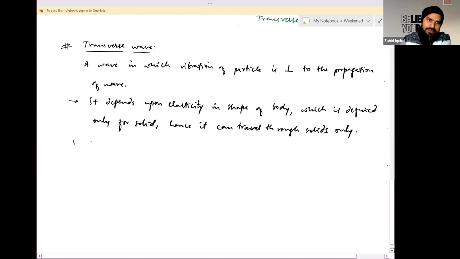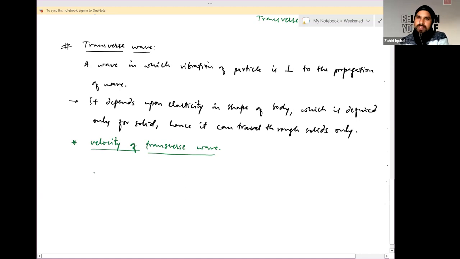So next is velocity of transverse wave. Suppose this particular velocity defined for transverse wave created over any string, rope, wire may depend upon two factors. First is tension in the string, and second, linear mass density.